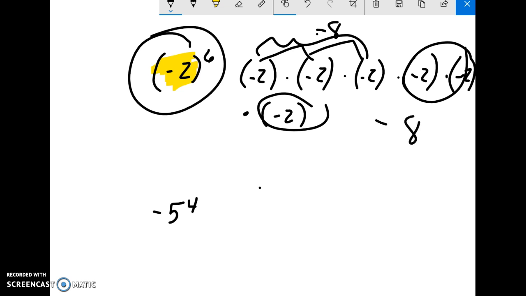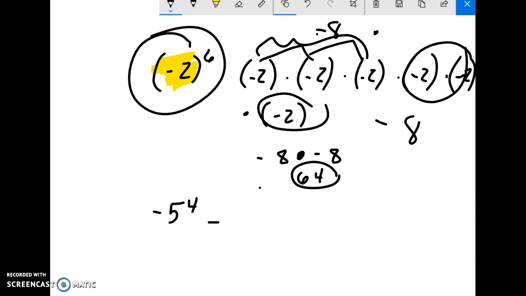-8. So it's -8 times -8. And -8 times -8 is positive 64. So that's the answer for that one. And remember, if the power is even, and you're raising a negative in the parentheses to an even power, it's going to be a positive answer.